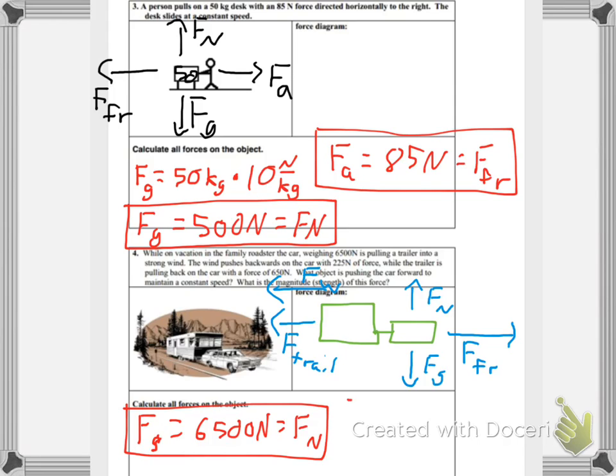So we have 225 newtons for the wind, and then 650 newtons for the trailer. So that total is 875 newtons, which then has to equal the friction force that is keeping this object moving at a constant speed. And there is your constant linear velocity force diagrams practice.